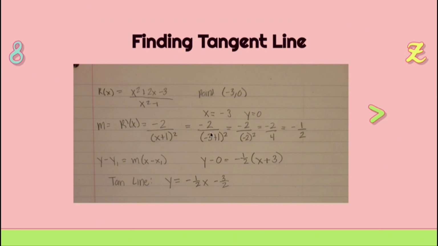Now, to find the tangent line, we know we're going to need, obviously, the function. We have our point, which we're going to use our root, negative 3, 0, and to get the slope, we know we have to find our first derivative, which we found earlier, negative 2 over x plus 1 squared, and if we plug in negative 3, we'll get negative 1/2 as our slope. We plug it into the equation, and we'll get y equals negative 1/2 x minus 3 over 2 for the equation of the tangent line.